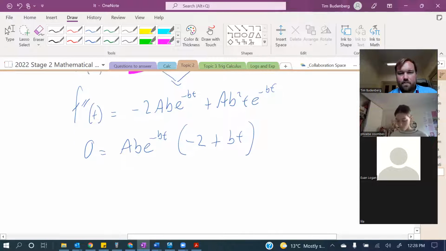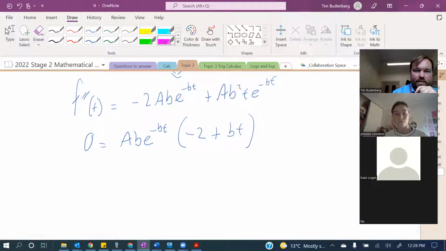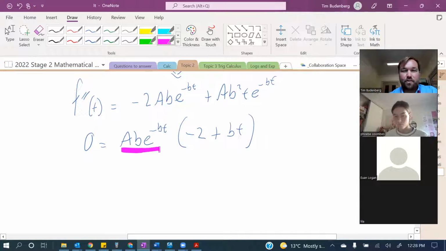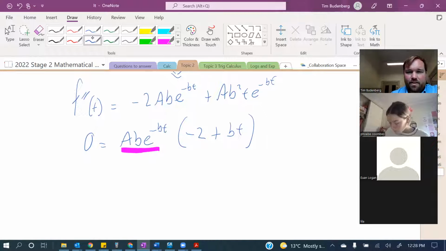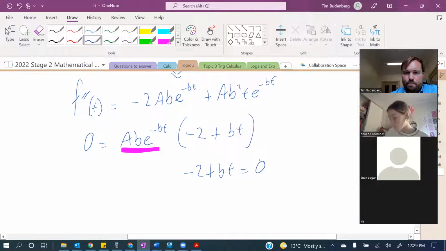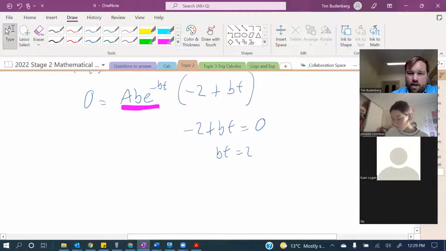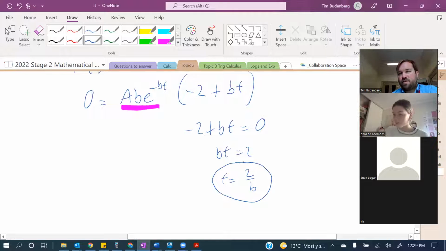Now, same sort of logic as before. This left-hand term will never equal 0 for us, so the right-hand term will be the one giving us our solutions. So minus 2 plus BT equals 0. Add 2 to both sides, so BT equals 2. And then to get T by itself, T is equal to 2 on B. Yay.